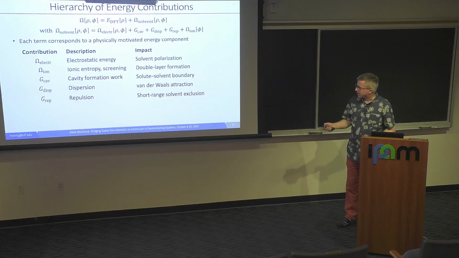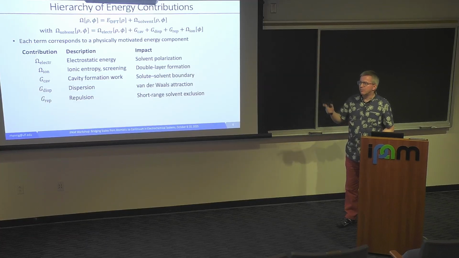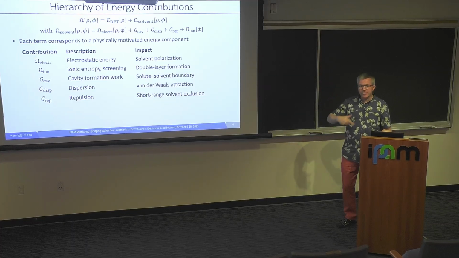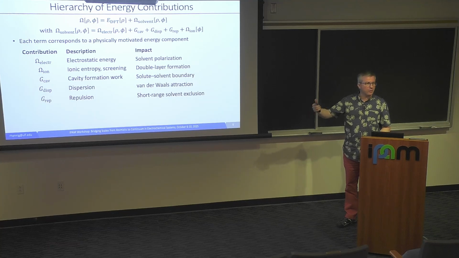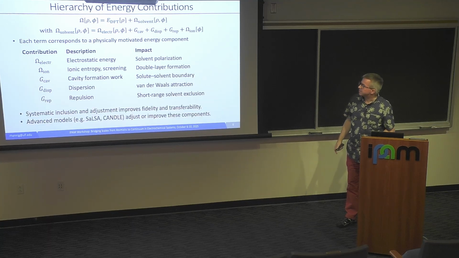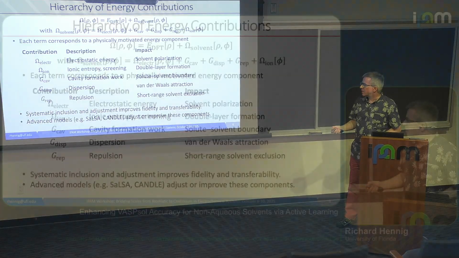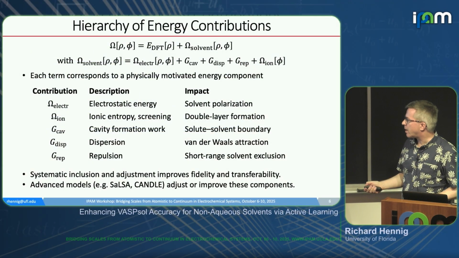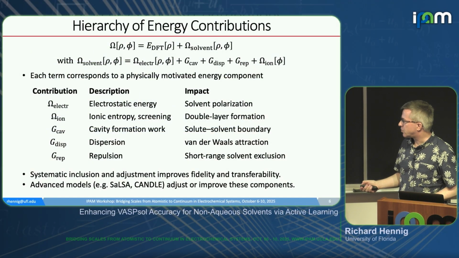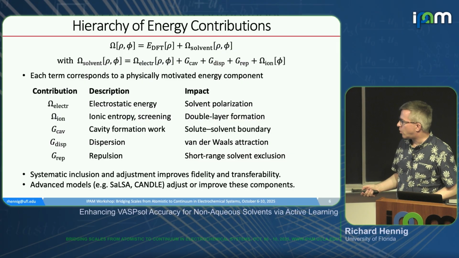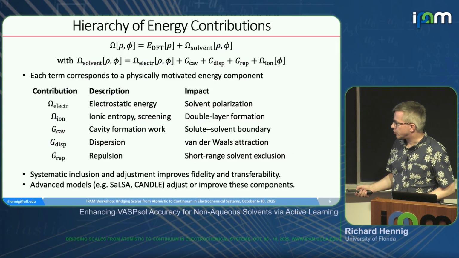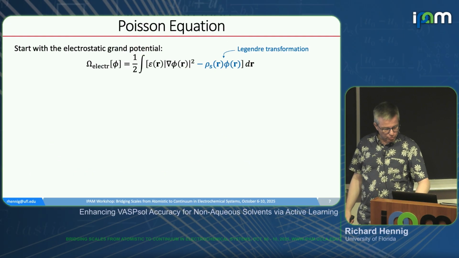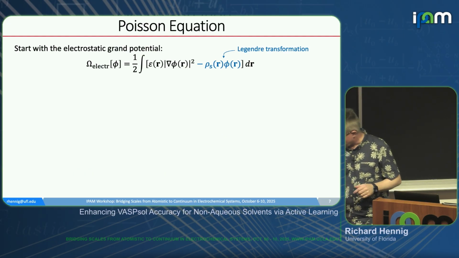I'm not going to talk much about that. I think Craig might have a little bit more to say about the specific terms and what they lead to when you actually do your Euler-Lagrange variational calculus. So systematically including and adjusting these parameters actually does improve the fidelity and transferability. Some of the advanced models, which unfortunately Katie Schwartz, because of the shutdown, couldn't come to present, like Salsa and Candle, do these things, but I'm happy during the next break or so to discuss any of those things with you.